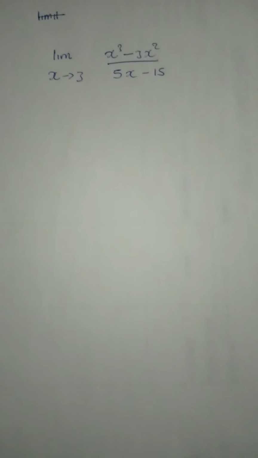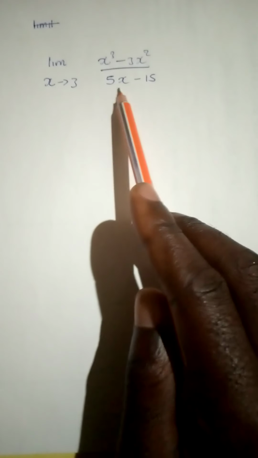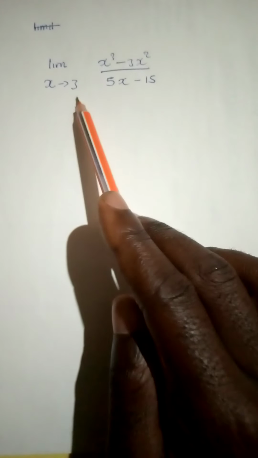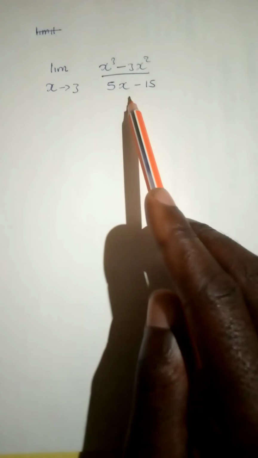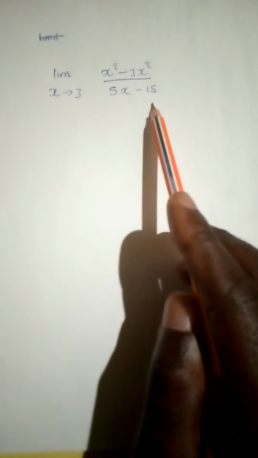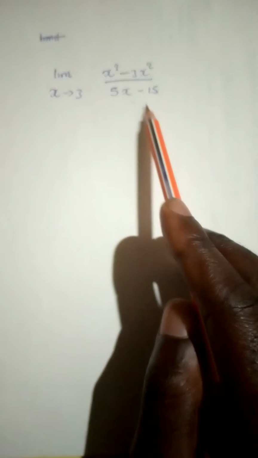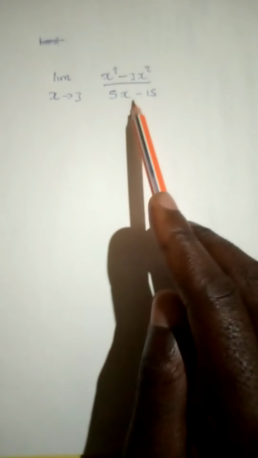The next question is the limit as x approaches 3 for the function (x to the power 3 minus 3x squared) over (5x minus 15). Again, looking at this, if we replace x with 3 in the denominator, we have 5 times 3, which gives 15. 15 minus 15 is 0. Still we get a 0 in the denominator, which is undefined. So here replacing cannot work. What do we do? Watch this.